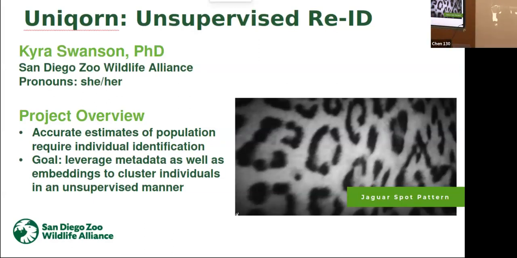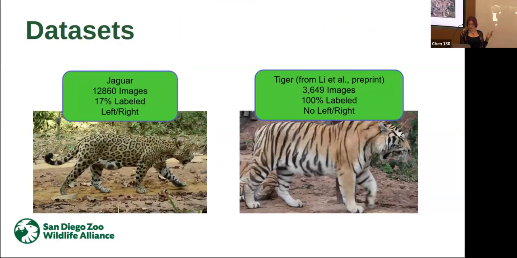My name is Kyra. I'm from the Conservation Technology Lab at the San Diego Zoo. I am going to be building out a software tool that one of our summer fellows started last year. We call it Unicorn. The goal is to have a framework of tools and models to do unsupervised clustering of individuals of a particular species once they've been classified. For this, I have two data sets: Spots and Stripes.